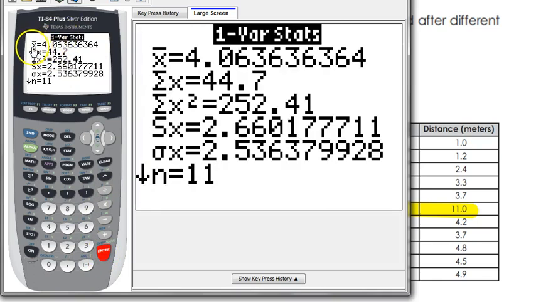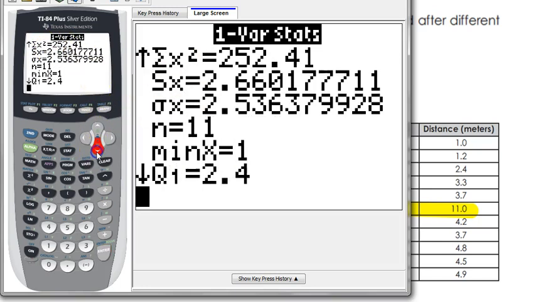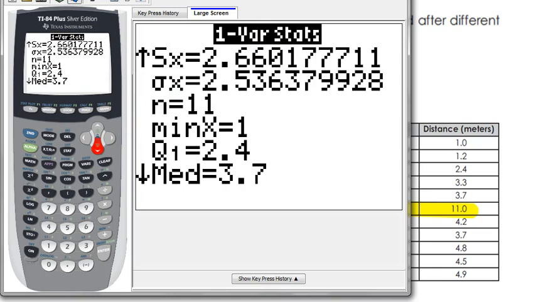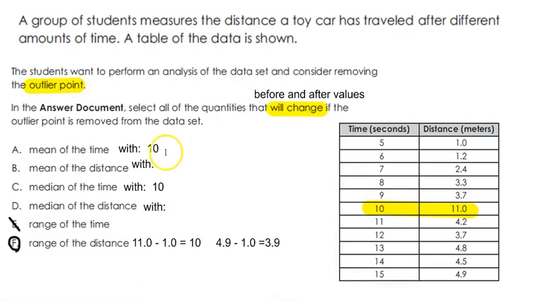And this now calculates your mean on the distance. So let's just round it off, 4.06. 4.06, let's go down here for the median, 3.7. So 4.06 was the mean, the median was 3.7.